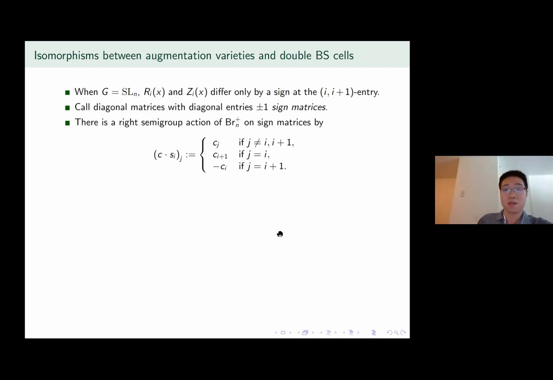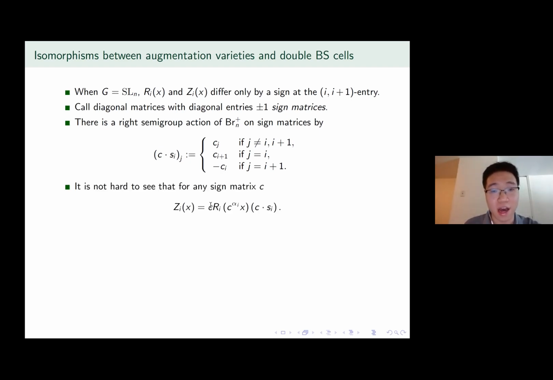Okay. So there's actually a right semigroup action on the sign matrices defined by the following. You can act by this generator. What it does is keep all the entries the same except at the I and I plus 1 entries. So you switch the I and the I plus 1 entries, and then you change the sign of the I plus 1 entry by a minus sign. So that's what it does. Okay. So you can prove that this is actually a semigroup action on sign matrices.